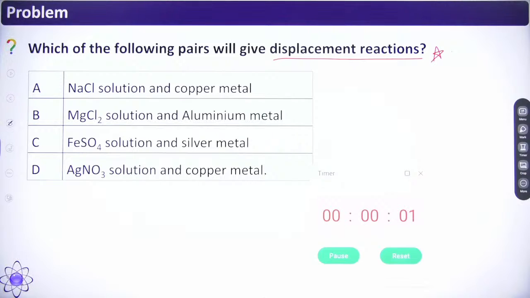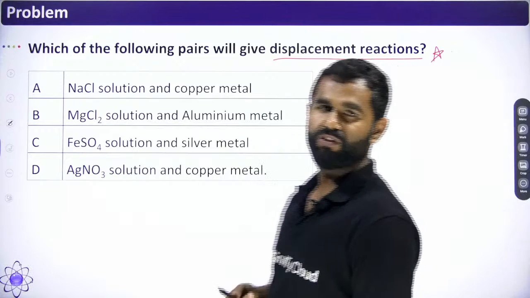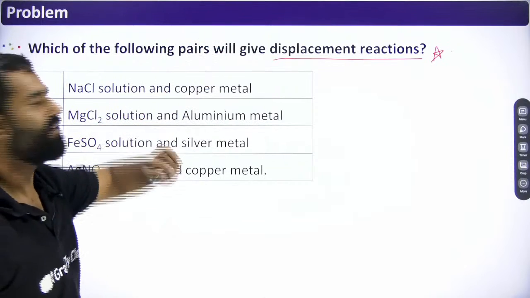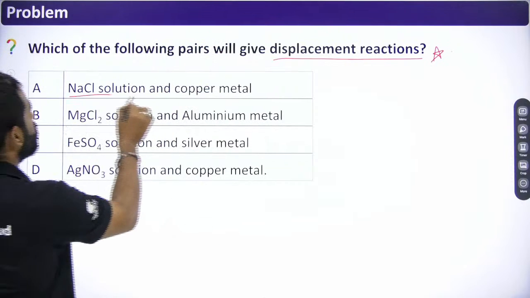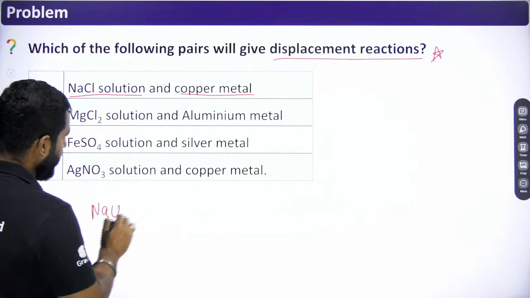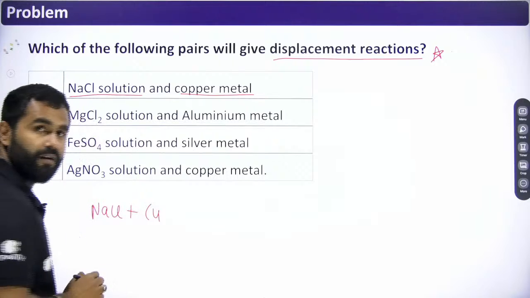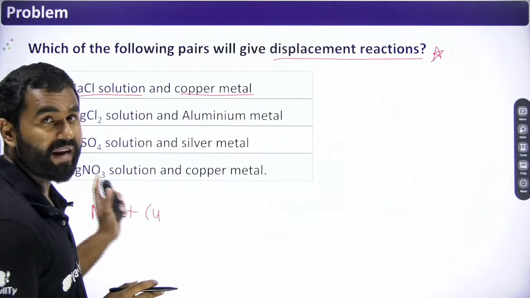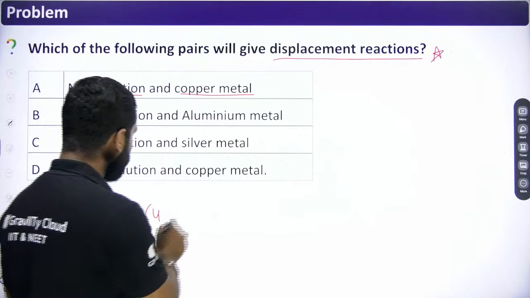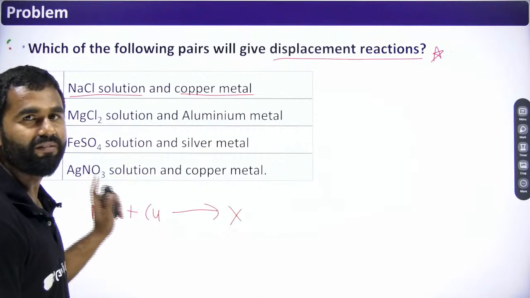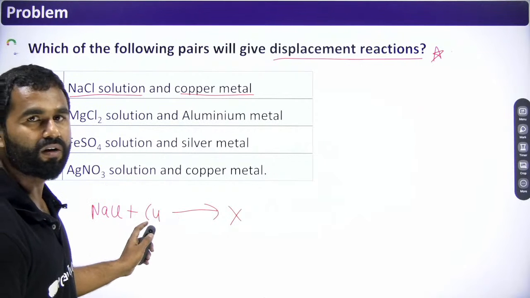Okay. Chalo. Now, which of the following pairs will give the displacement reactions? So let's see first case of NaCl solution and copper metal. So now when we have NaCl and we mix it with the copper, copper can replace sodium only if copper is more reactive than sodium. But this is not true, right? Because sodium is more reactive than copper. So this reaction will not occur.